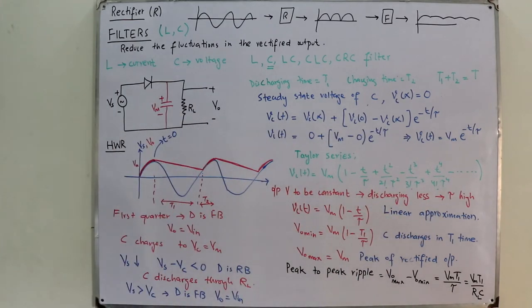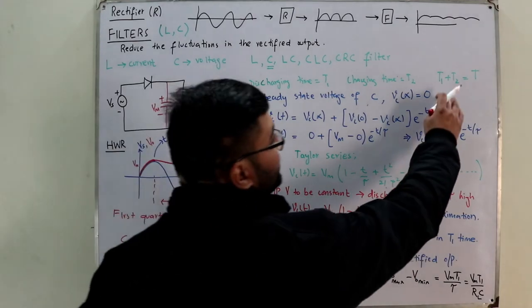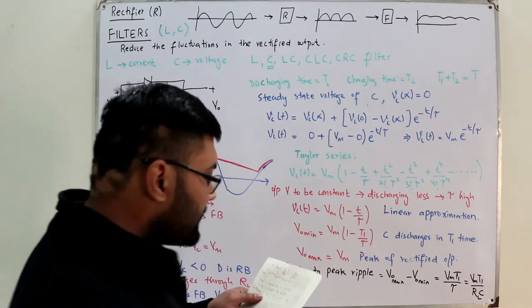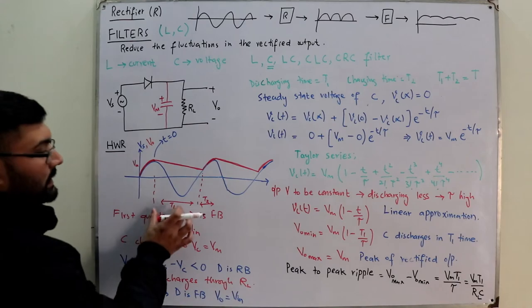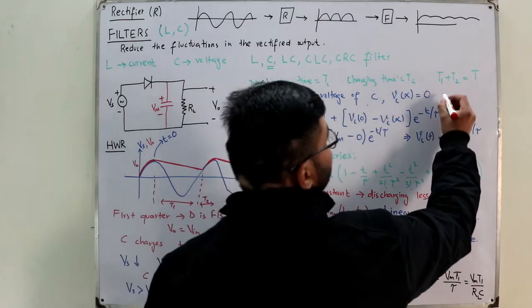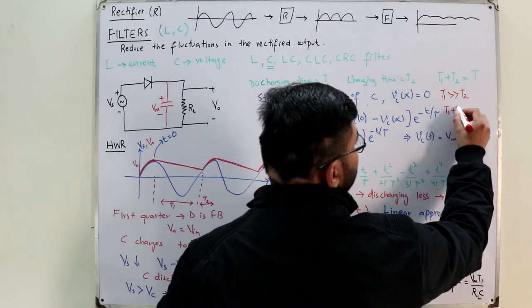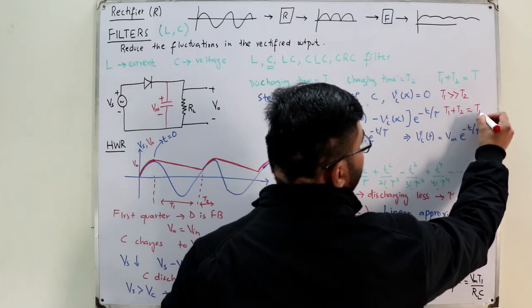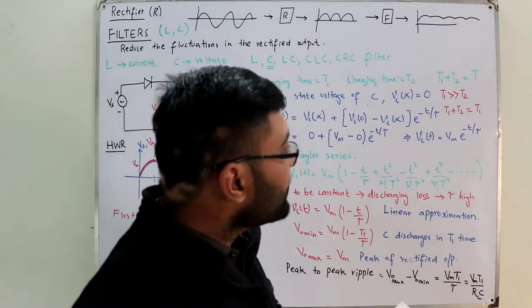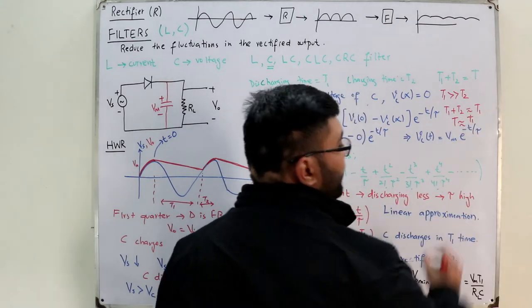Is it clear till here? It should be. Peak to peak ripple. So now we can have one other thing. T1 plus T2 is equal to T, right? But T1 is far greater than T2. The discharging time is greater than T2, right? So if T1 is far greater than T2, T1 plus T2 could approximately be equal to T1. And T1 plus T2 is T, so T is approximately equal to T1.